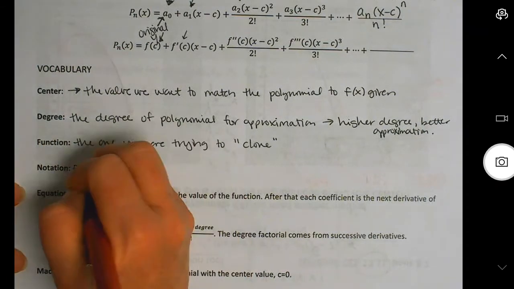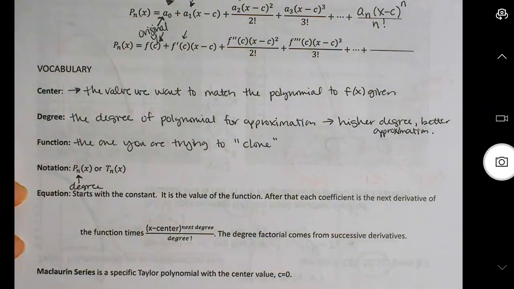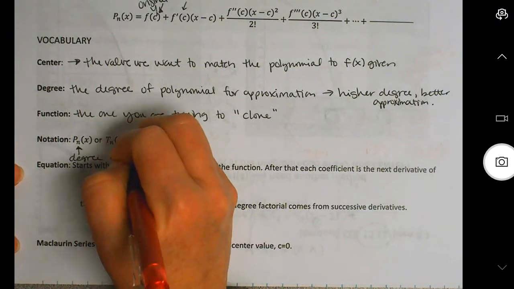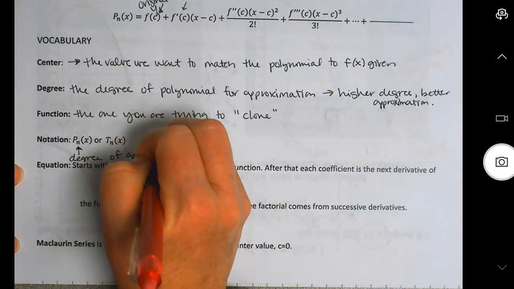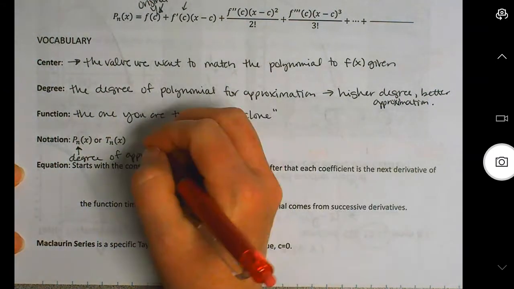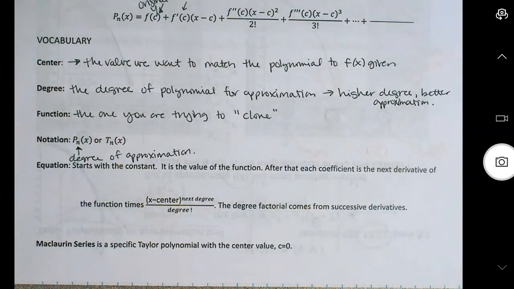Notation, so this n means the degree, where we're going to stop with our n, the degree of the approximation. So P would be polynomial of degree n, T would be Taylor approximation. Either one are sort of, you know, base values for what we might call our stuff. Do they mean the same thing? Yep. But these are typically used for this kind of approximation.